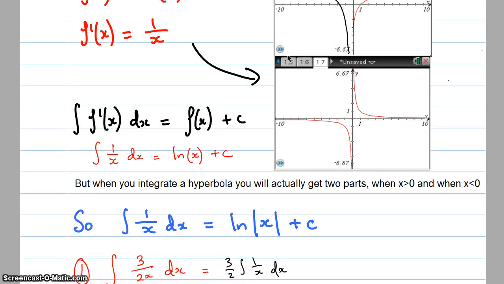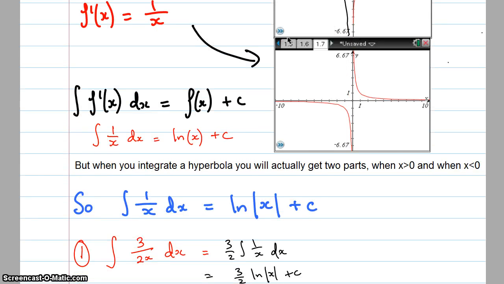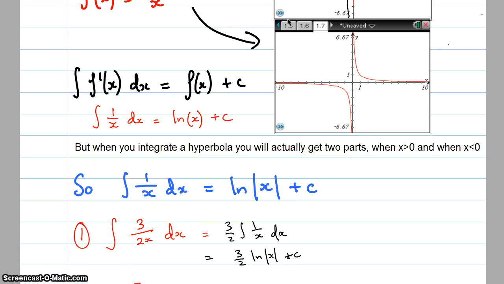Okay, so here are a couple of examples of integrating the 1 on x. So I've integrated here 3 on 2x dx. The 3 on 2 I can take out at the front because it's a constant. So it becomes 3 on 2 multiplied by the antidiff of 1 on x dx. Now we know that integration of 1 on x just becomes log of absolute x plus c. So the 3 on 2 is just multiplied by that.